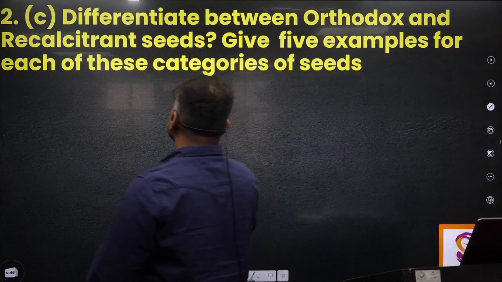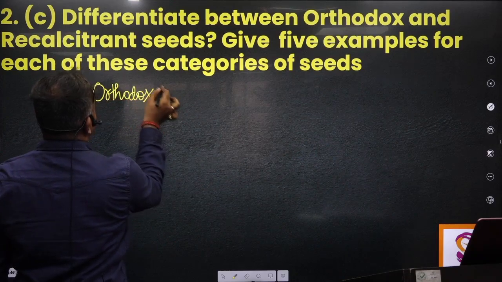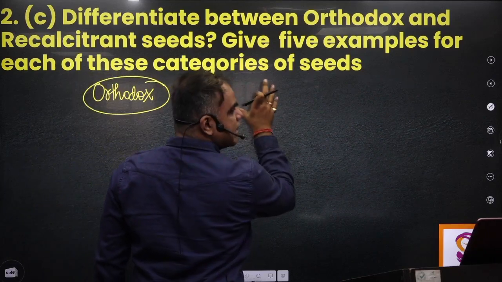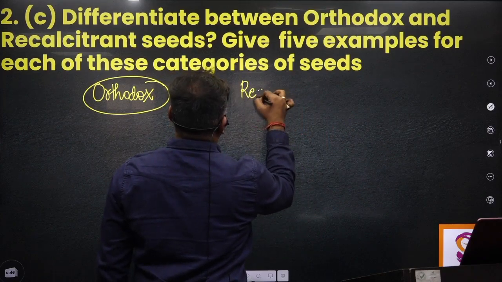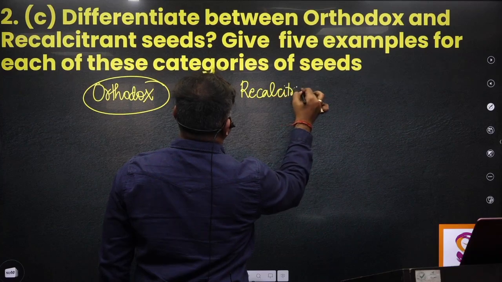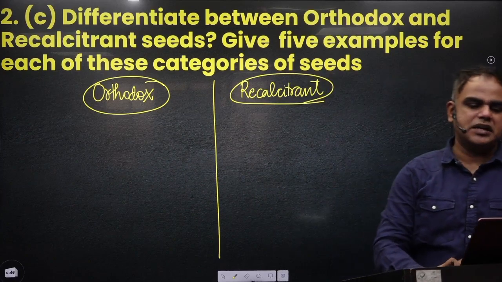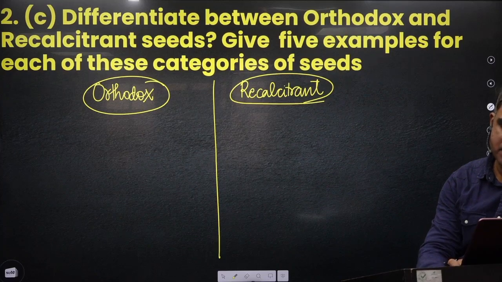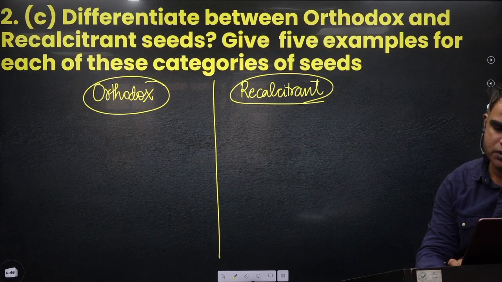So you have 2 things. One is orthodox. Ultimately you have to talk about the moisture, and the level to which the desiccation or the drying can happen, in orthodox as well as recalcitrant. So first of all, this kind of question can be expected, it has been asked many a times. So my point is, we should always try to remember it.